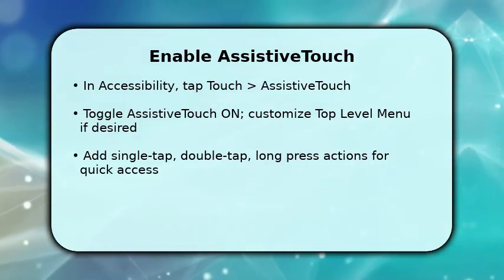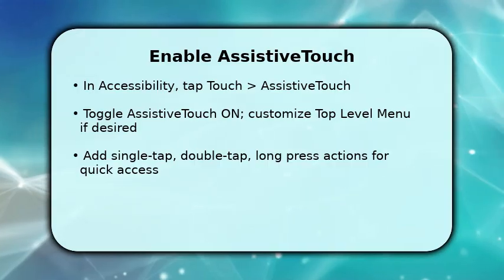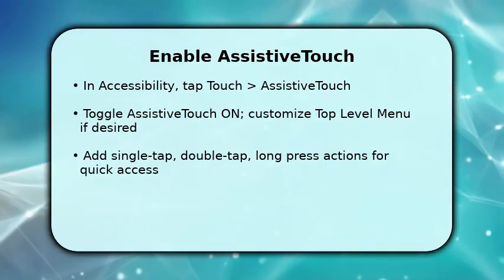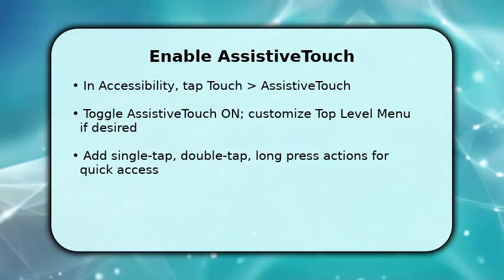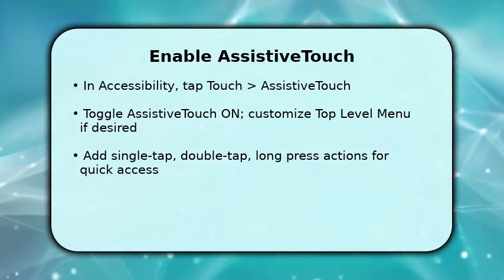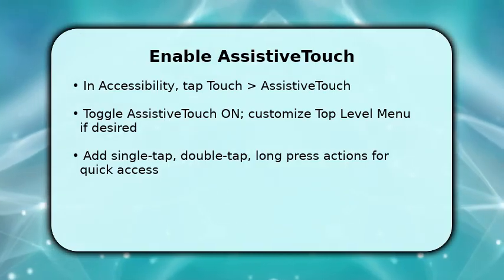You can customize the top-level menu now by adding useful shortcuts like Home, Siri, or Control Center. This saves time later. Assign single tap, double tap, and long press actions so the virtual button behaves like you expect. Make sure to test each assignment by tapping the new button and confirming the response before moving to final checks.